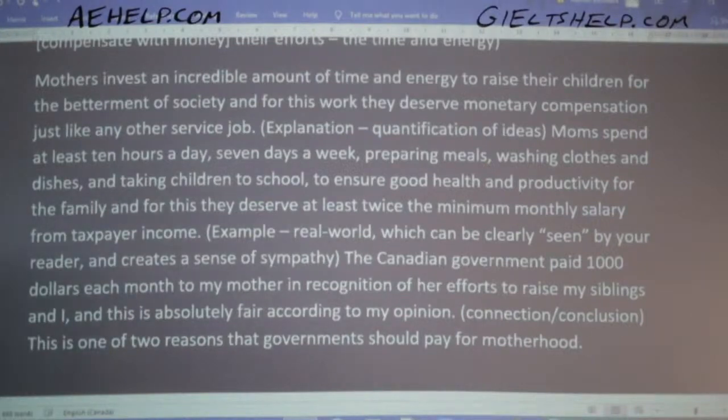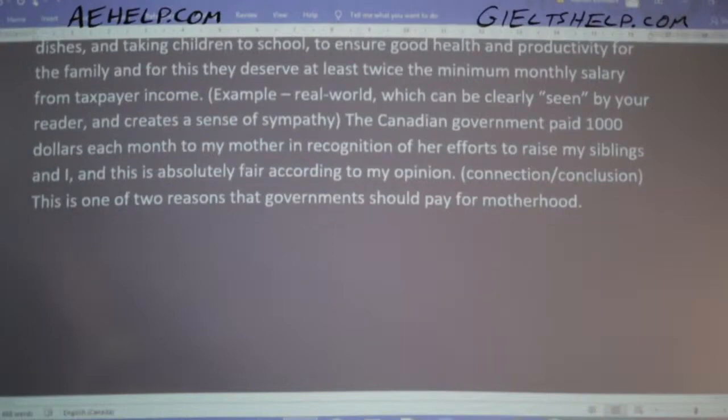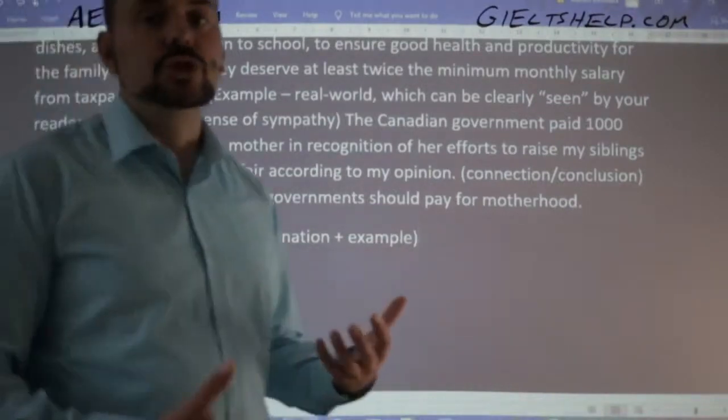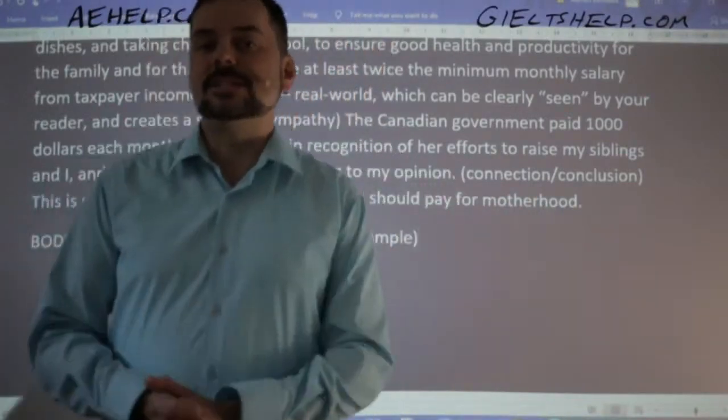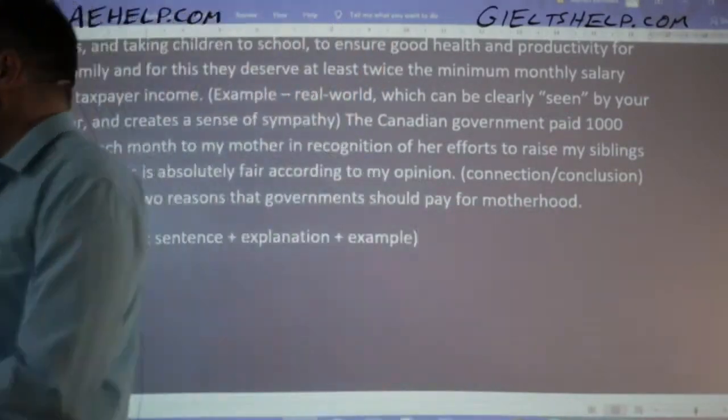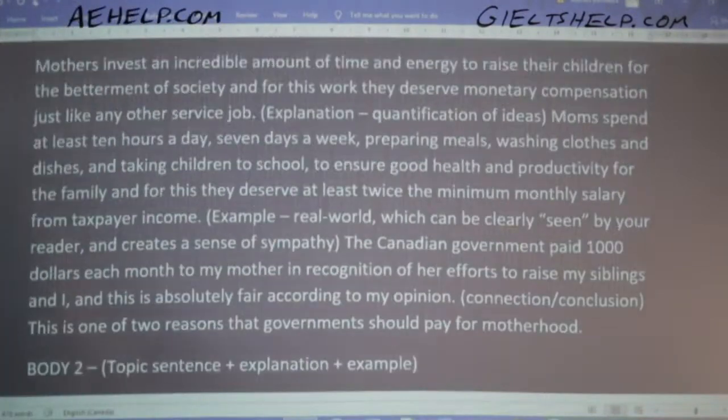All right. So now we go on to body paragraph 2. And body 2 is the same structure, of course: topic sentence plus explanation plus example. You don't really need a connection or conclusion, because that's your concluding paragraph. So it's not necessary here to really have a connecting or concluding sentence.